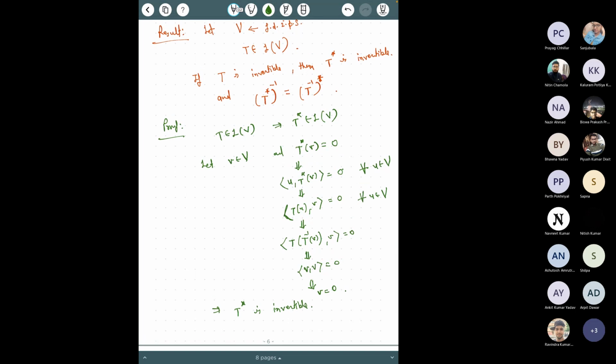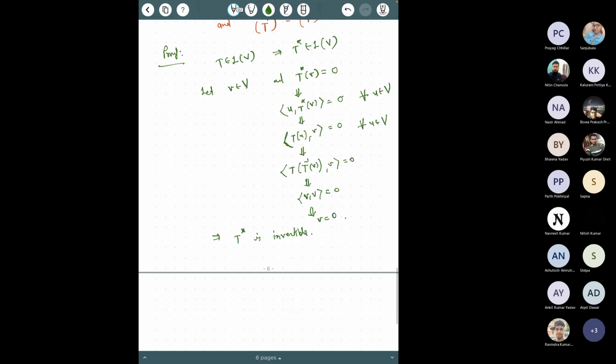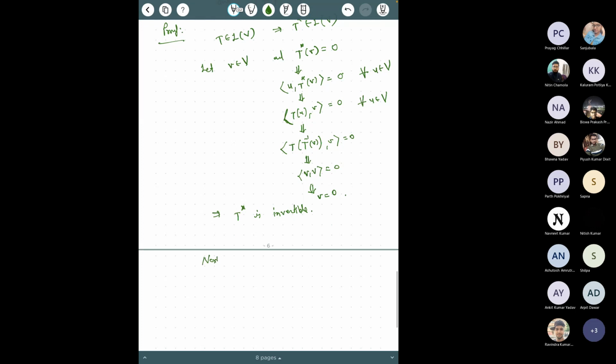Now we have to find the inverse of T star. We have to prove that the inverse of T star is actually star of T inverse. So this is also not that difficult, but we just have to carefully write this. So the next claim is to show that the inverse of T star is just star of T inverse. This is our claim.